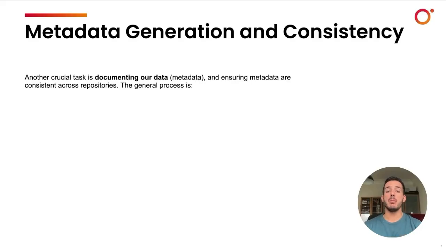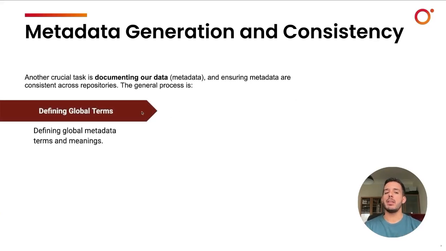Another crucial task, be it when we are transforming datasets or just in general, is documenting our data, right? Generating metadata about the formats, the meaning, the sensitivity level, and many other aspects of a dataset that may be relevant. But more than that, ensuring that metadata stay consistent across repositories. In other words, you can't have a specific definition for a column or a field in one metadata repository and then conflicting information that says that the format is different in another repository, right? So consistency is key.